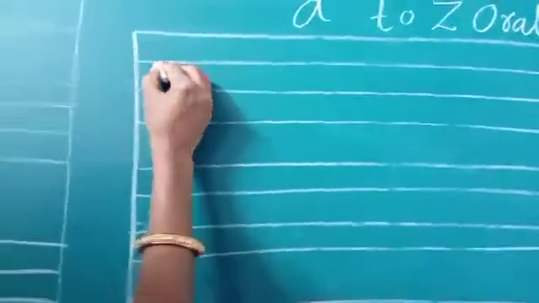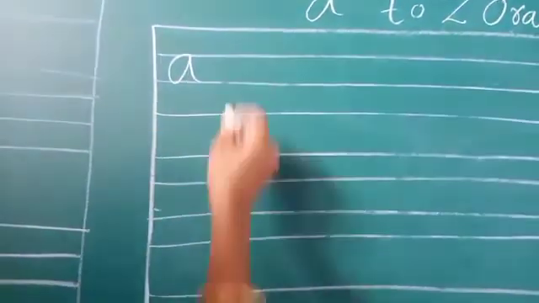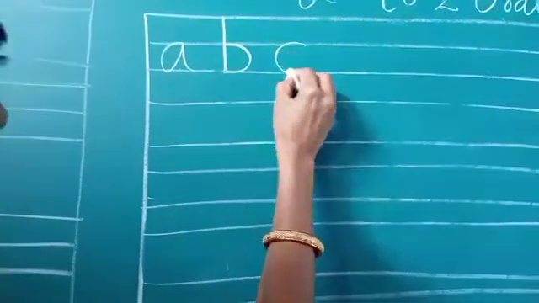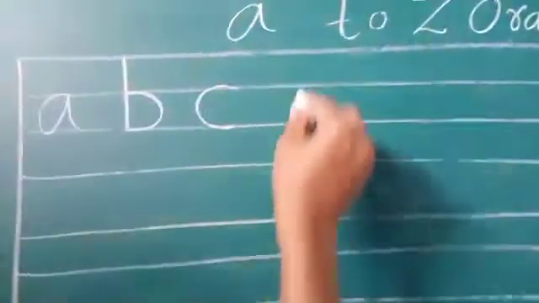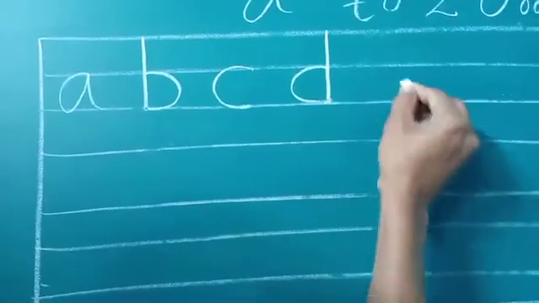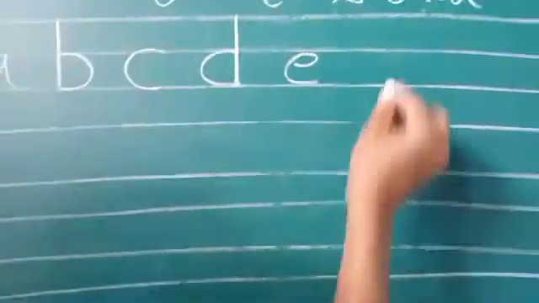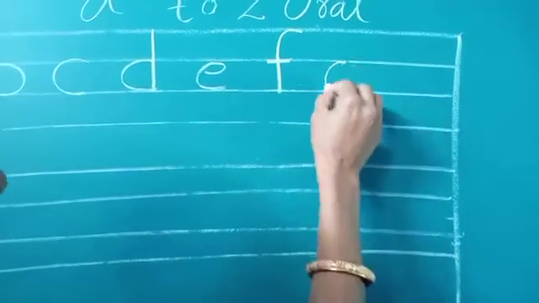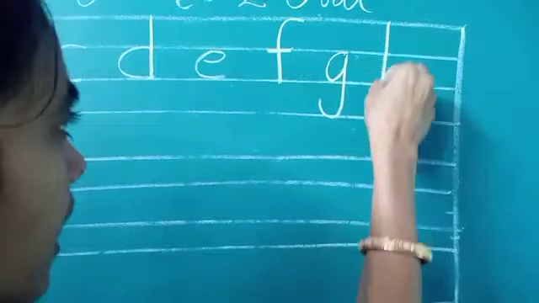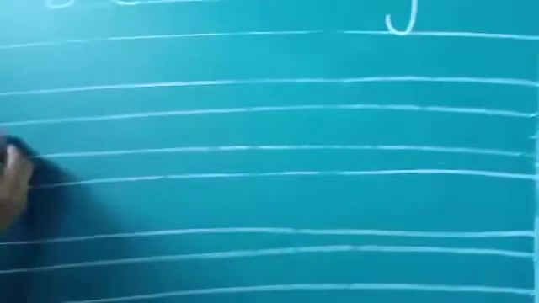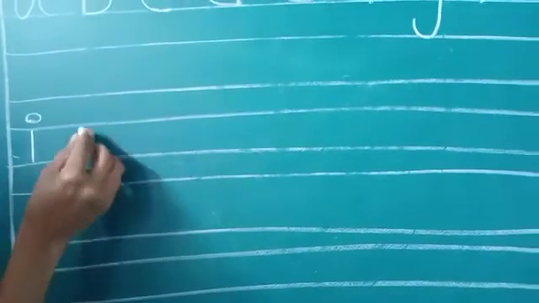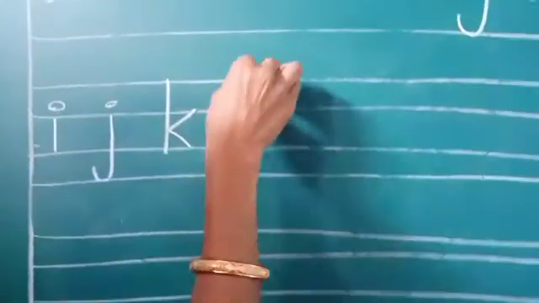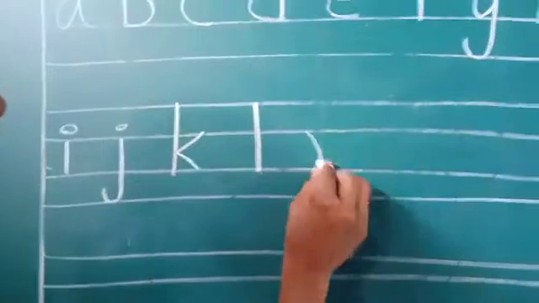These 2 lines. Small a. Small b. Small c. See how I am writing? Small d. Small e. Small f. Small g. Small h. Small i. Small j. Small k. Small l. Small m.